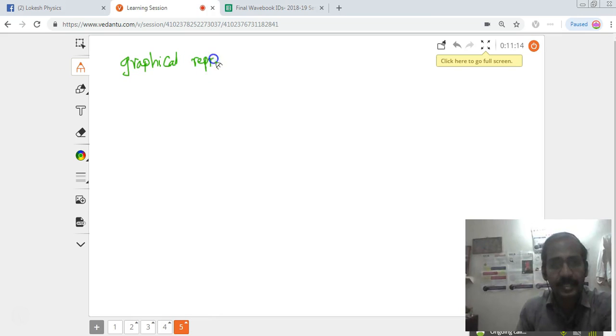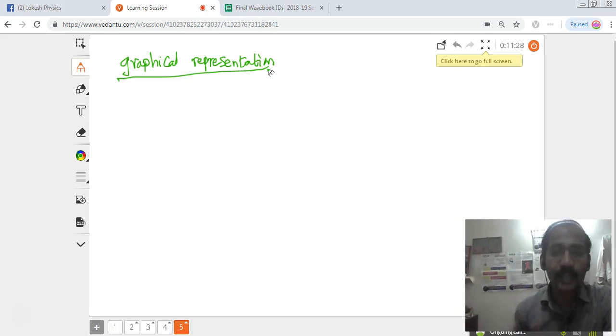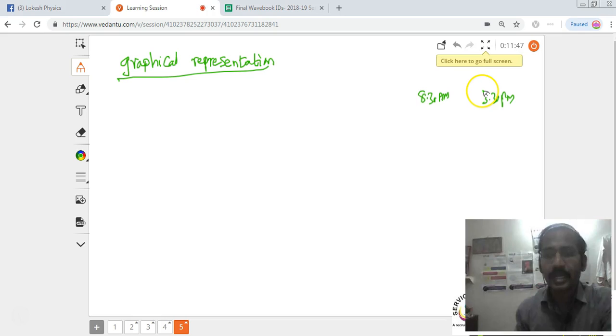Graphical representations. Can we do the motion of an object in a graph? We need to see. Say, as an example, daily you are going to school by bicycle. Now you park it inside the school gate at 8:30 a.m., and until 3:30 p.m. the cycle will still be there itself. It won't move. Yes, an object is in a certain place for a long time.